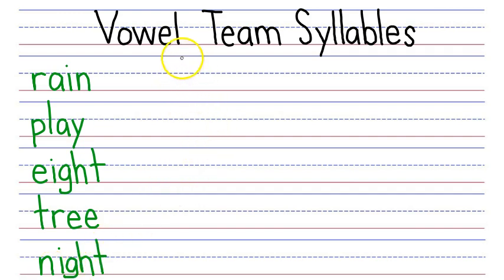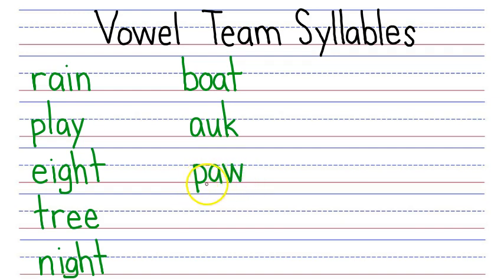Next we have boat. Boat begins with a B that says B. It's got the O-A phonogram that makes a long O sound, and a T that says T. B, O, T, boat. Next we've got ock. Ock is spelled with an AU that says aw and a K that says k. Ock. Next we have paw. Paw is spelled with a P that says p and the AW phonogram that says aw. P, aw, paw.